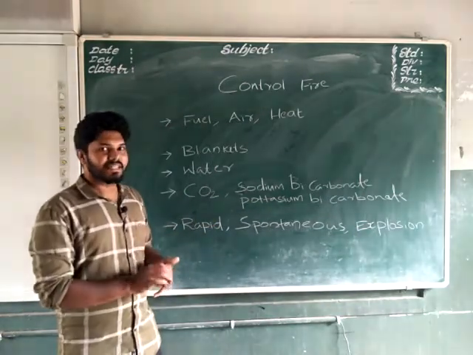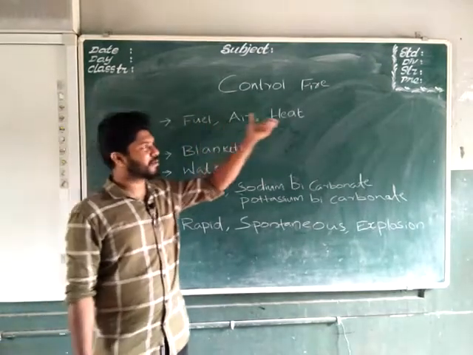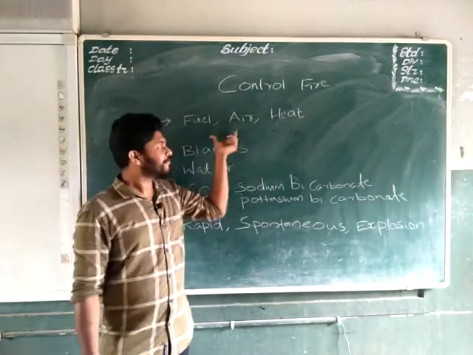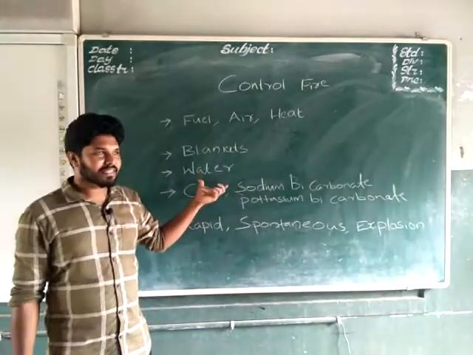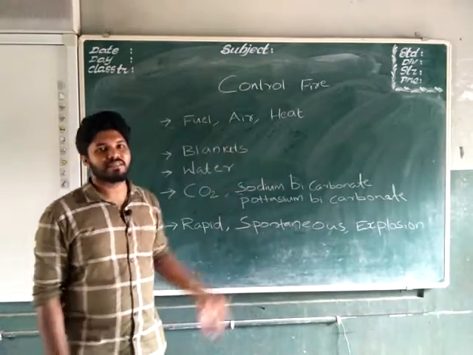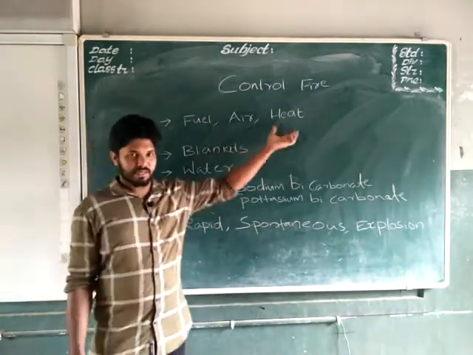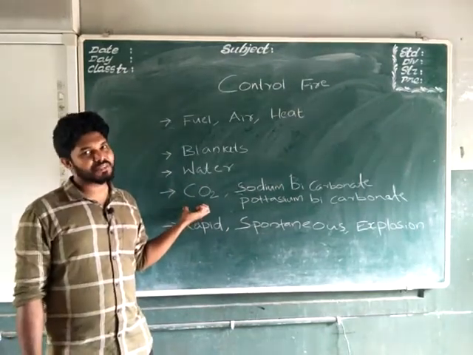Once again, the method to control fire is to eliminate the essential components that are needed for fire, that is fuel, air and heat. By putting blankets or water, we are reducing the heat as well as the air connection with the thing. In the case of water, we are reducing heat. In the case of CO2, it can be used everywhere.